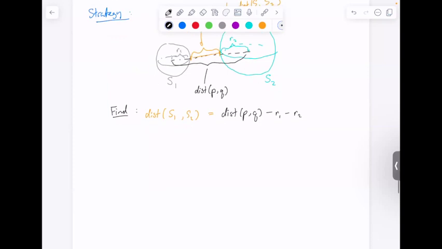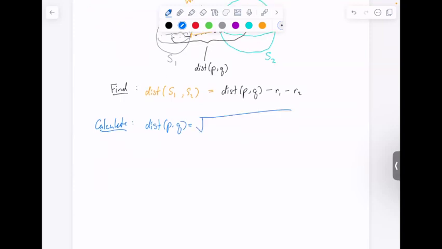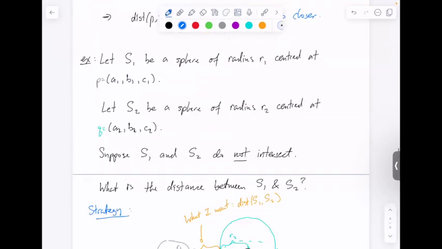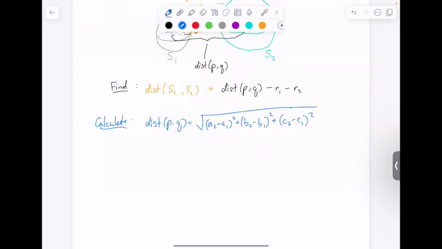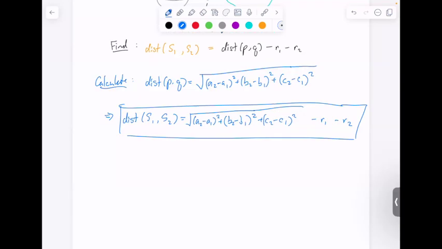So let's just plug it in, right? This is going to be equal to the distance between P and Q. That's going to be equal to the square root of, well, what do I call these? A1 and B2s, right? So this is (A2 minus A1) squared plus (B2 minus B1) squared plus (C2 minus C1) squared, right? And so this gets me the distance between the two spheres, S1 and S2, is going to be equal to the following. It's going to be what I have above here minus the first radius minus the second radius.